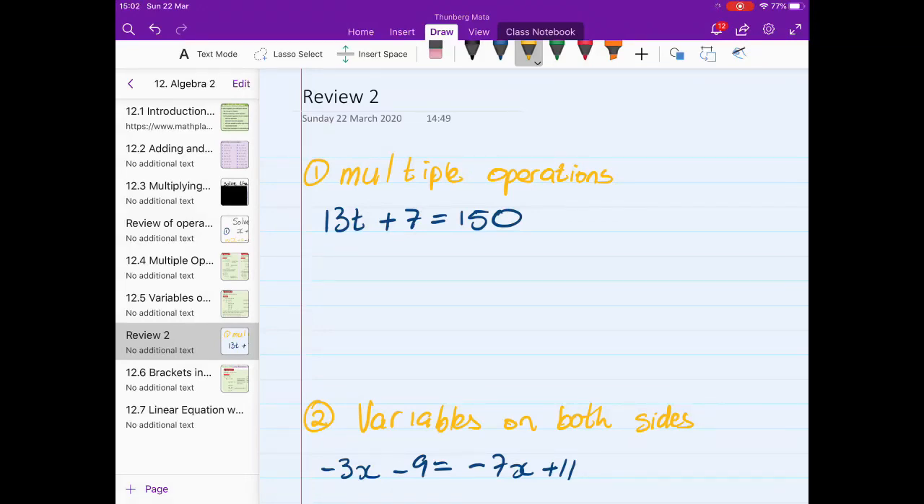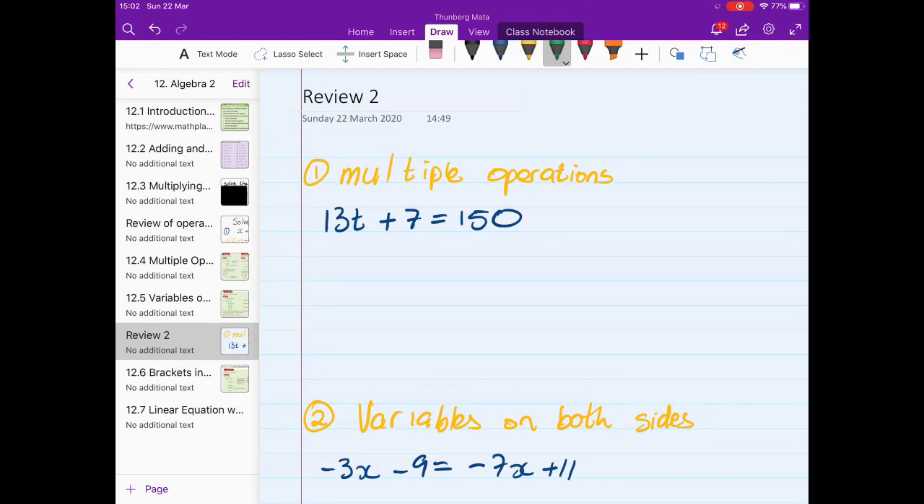Firstly, we want to review what we already know. So the first type of question we looked at the last day were questions where there were multiple operations on the equation in order to solve it. So first things first, when we look at this one here, we have 13t plus 7 is equal to 150.